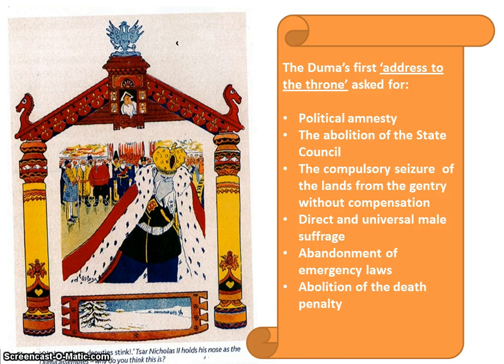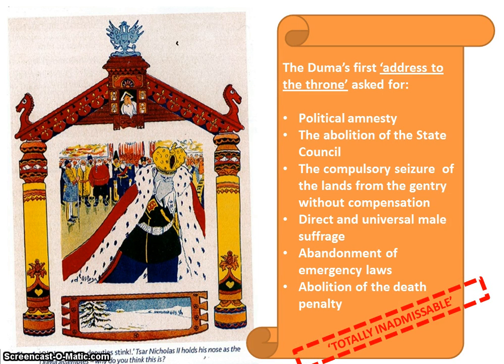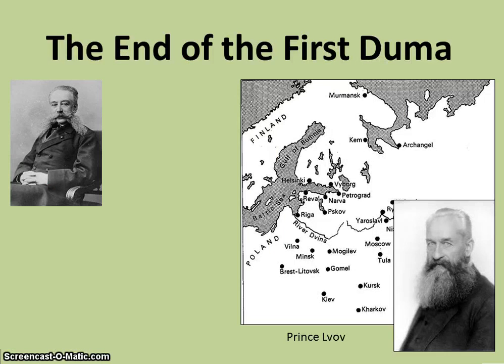So it probably won't surprise you, but the Tsar found this totally inadmissible and rejected it without question. So this creates a problem for the Duma. The Duma declared a vote of no confidence in the government and demanded the resignation of the Tsar's Council of Ministers. This was simply ignored for up to 10 weeks, and later the Duma was dissolved. It was brought to a close.